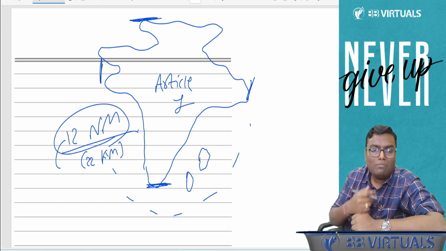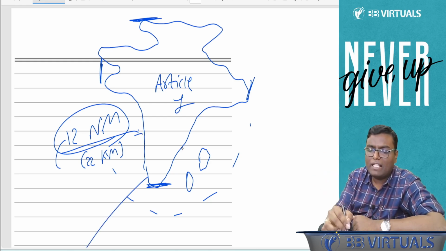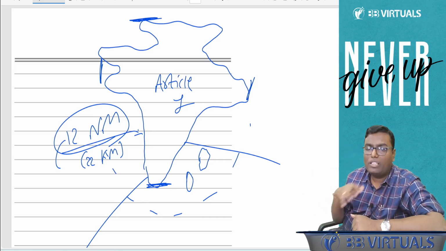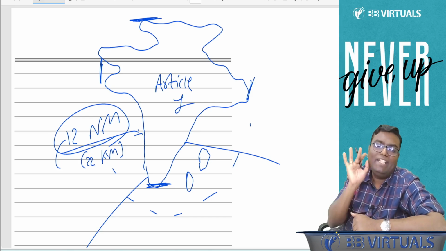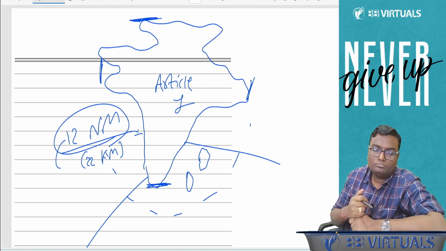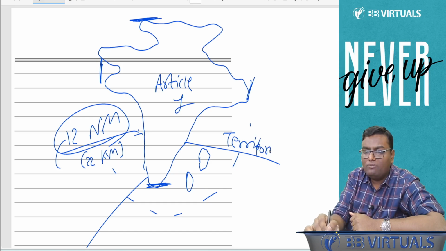Up to 12 nautical miles, whatever is the water from this side, this side, this side, up to 12 nautical miles, this entire water and all the benefits, all the rights, all the liabilities are of India. The entire territory is of India. This water is called territorial water, up to 12 nautical miles.